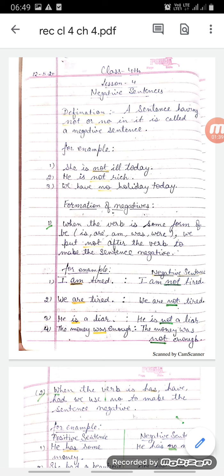Example number 2, we are tired. Again, are is a form of be, so the negative sentence will be we are not tired. He is a liar, and the negative similarly will be he is not a liar. The money was enough. The money was not enough.